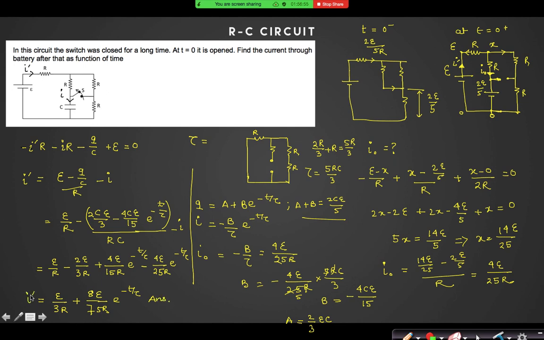This is the current through the battery as a function of time. Basically, I had to find the current through the capacitor branch. That was the problem in the RC circuit. Then I just added a KVL equation to find the current in the other branch. Is this okay, everyone?